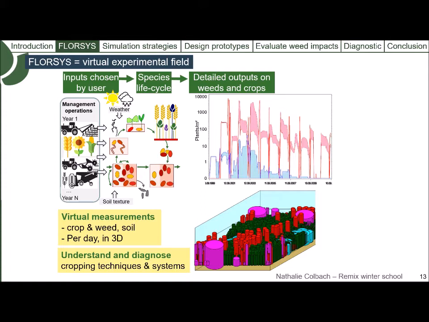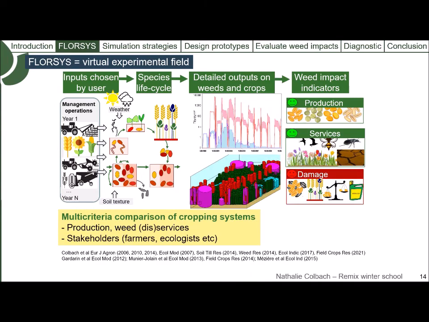The very detailed outputs are translated into indicators, and these indicators were developed together with different kinds of stakeholders, including farmers, crop advisors, ecologists, etc. We have first of all indicators of crop production, such as yield, indicators of weed benefits, such as weed contribution to feeding pollinators, and indicators of harmfulness for production, such as yield loss.